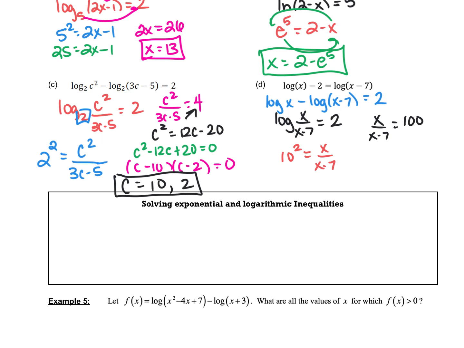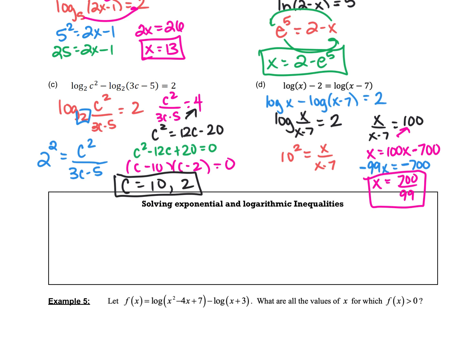What are you going to do next? Yep. Yeah, we're going to multiply. So I get x equals 100x minus 700. All right, we didn't get a quadratic this time. Yay. Okay. If I pull the 100 over, that's going to give me negative 99x equals negative 700. We divide by negative 99. We get 700 over 99. I have no idea if that reduces or not. I'm just going to leave it.